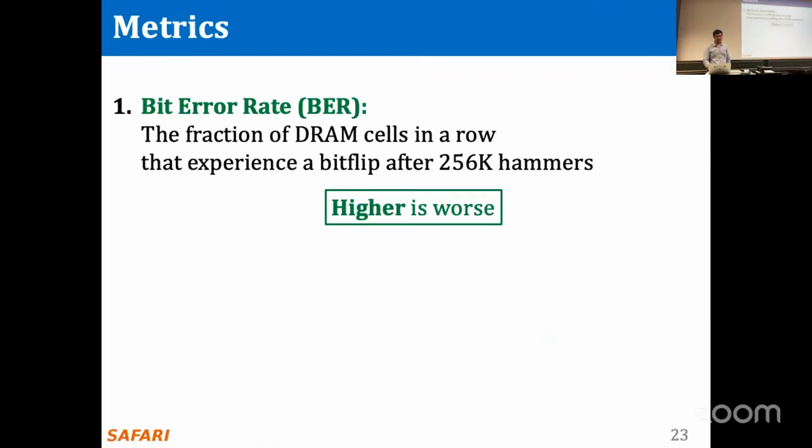First one is the bit error rate. It is the fraction of cells in a DRAM row that experience read disturbance bit flips. For this one, we activate the aggressor rows 512,000 times. That's to say we use 256,000 hammers. If this metric is higher, the RowHammer vulnerability is worse for that row.